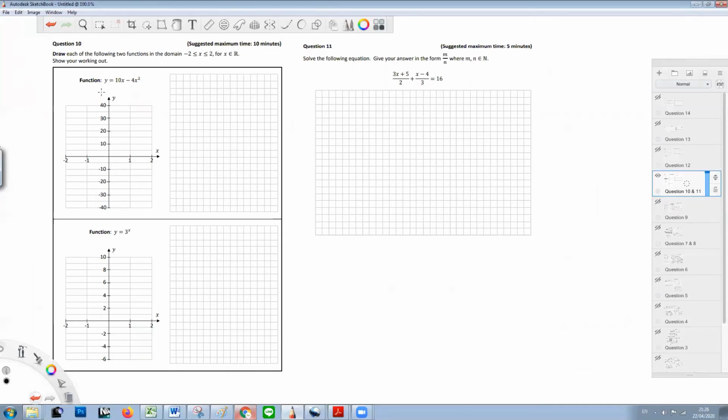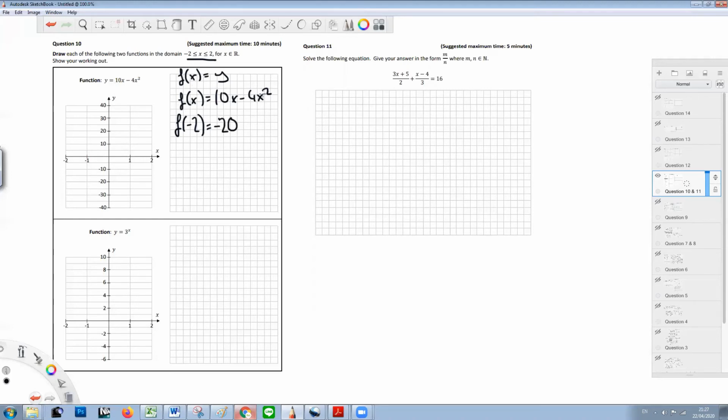So the easiest thing here is basically just to sub in values. So we know what the function is. We're told that y is equal to that. Remember what I said earlier on, f of x is essentially equal to y. So we're going to say f of x is equal to 10x minus 4x squared, and I'm going to now sub in values of x between this. So I'll get f of minus 2 is equal to minus 20.